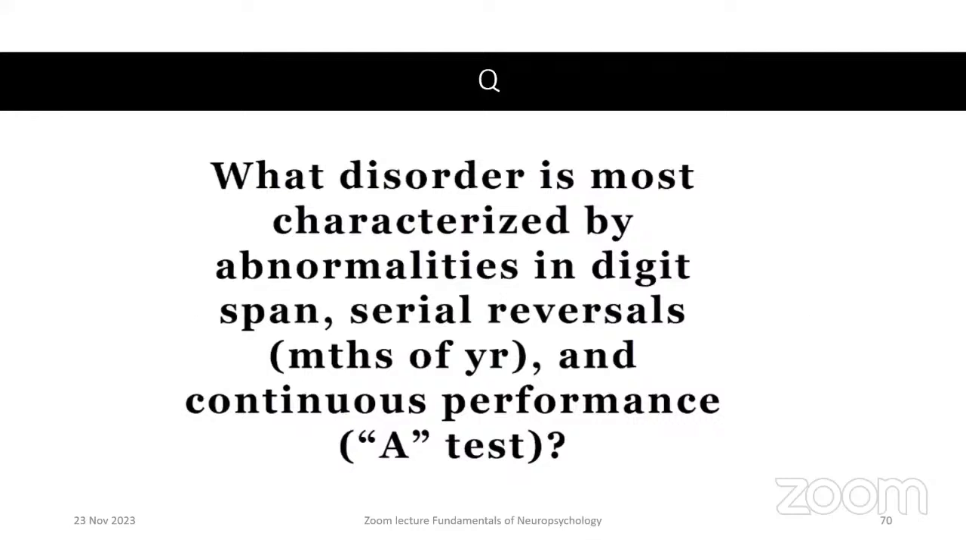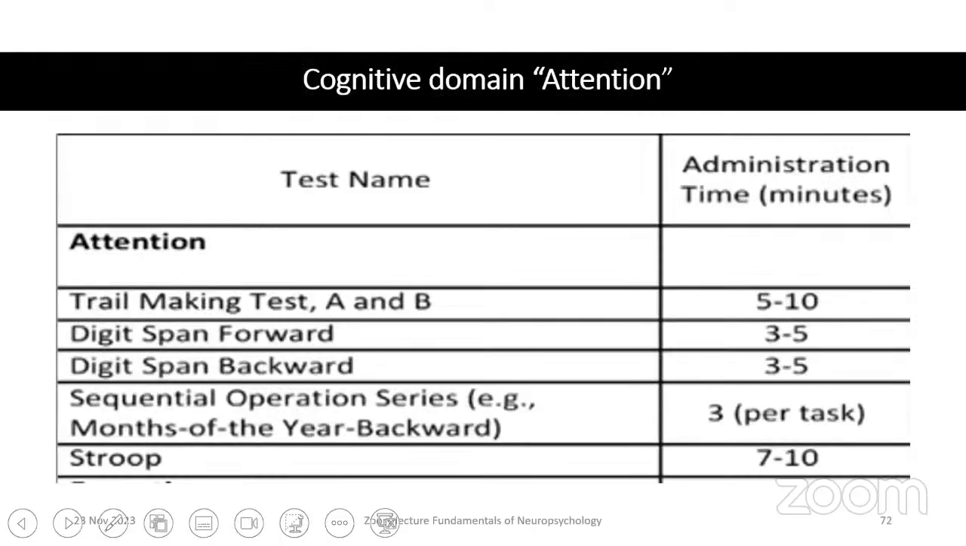So what disorder is most characterized by abnormalities in digit span, serial reversals, and continuous performance? If you are asked, so let me see what it is. I don't know what this chart means. Okay. What disorder is most characterized by abnormalities in digit span, serial reversals, and continuous performance? What is it? Delirium. Mostly, where you can see attention affected, it is delirium. Delirium is the thing which is affected. So, attention. What are the tests for attention? The trail making tests A and B.